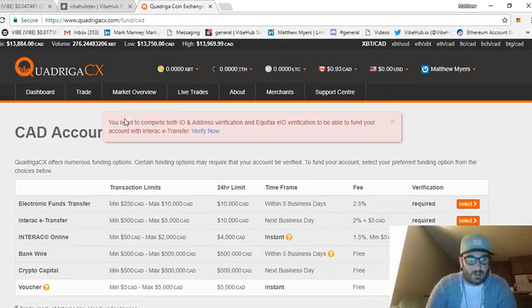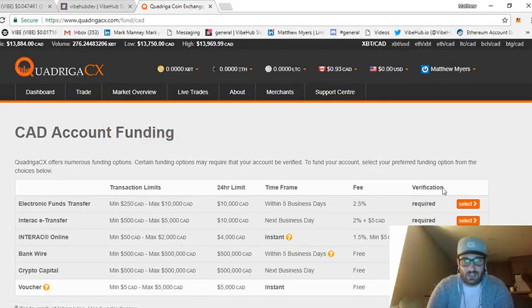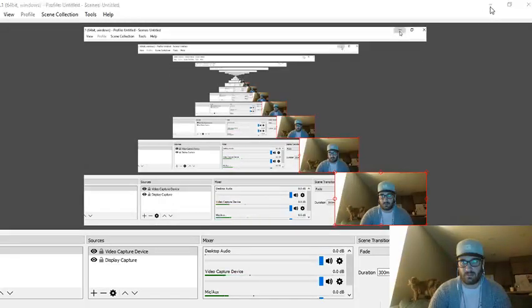And then in order to do it, you're going to need to complete their identification and address verification. That's what most exchanges do. You take a picture with your driver's license and a utility bill, so the addresses match, and then you send it to them. Then typically it takes a day, and then they will verify it, and then you're able to complete this Interac e-transfer.